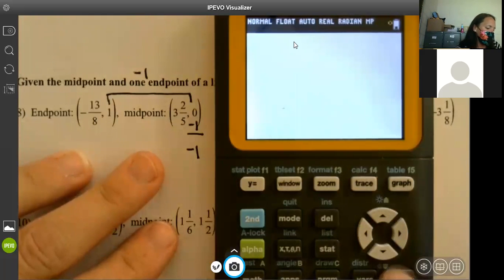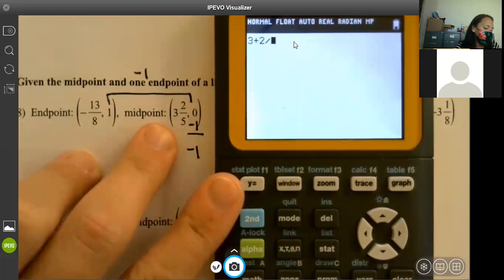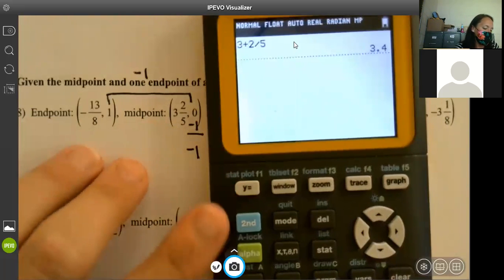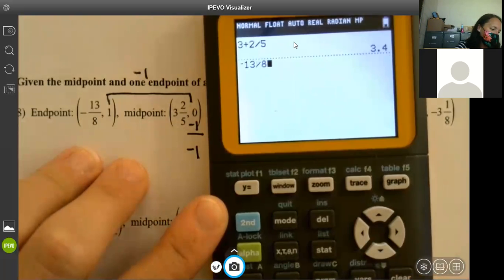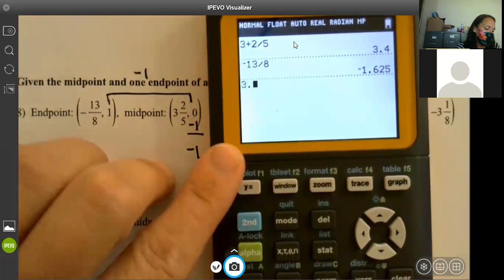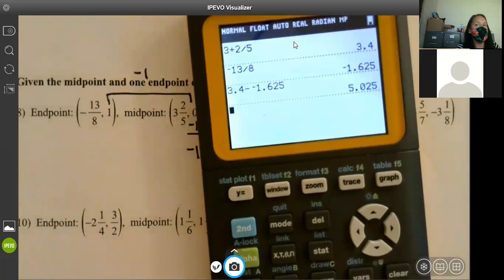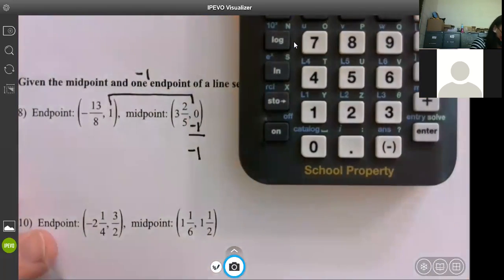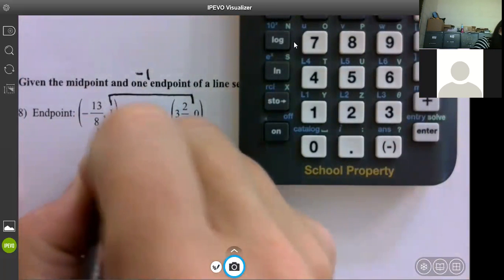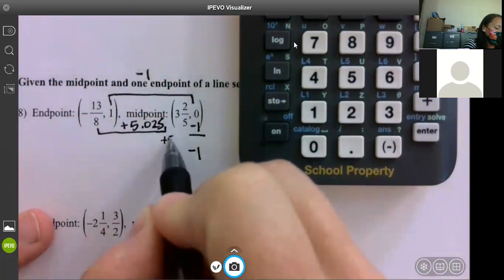So what if you get this on your quiz? You're going to put in that 3 plus 2/5. That gives you 3.4. And we said the other one was negative 1.625. We're going to subtract those. 3.4 minus negative 1.625. What did we get? That's how much you went up. So from negative to positive, I went up 5.025. So that's what I'm going to do right here, plus 5.025.